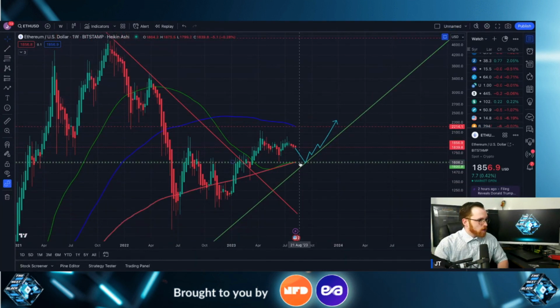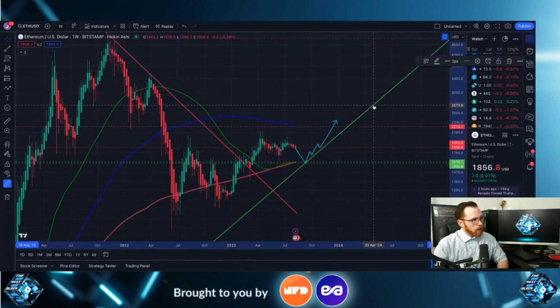However, if Ethereum loses this $1,600 mark, not only would it represent the first time since November 2022 that Ethereum puts in a lower low, but it would also lose this multi-year support line, which wouldn't be good. If we lose this multi-year support line and we start making lower lows, it could be a pretty disastrous rest of the year for Ethereum.